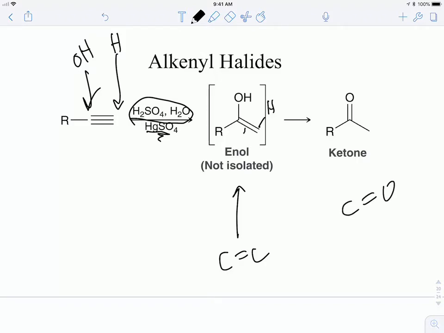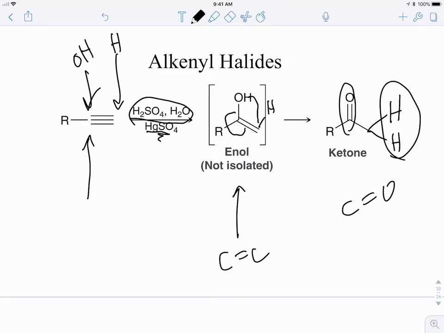Essentially, what happens is the pi bond moves here and the hydrogen moves there. That's not actually the mechanism. We're going to talk about the mechanism next semester. All I want you to know is that the oxygen ended up on the more substituted carbon, and the hydrogen ended up on the less substituted carbon. We still added water across the pi bond. It just turned out that the two hydrogens ended up on the less substituted carbon, and the oxygen ended up on the more substituted carbon.